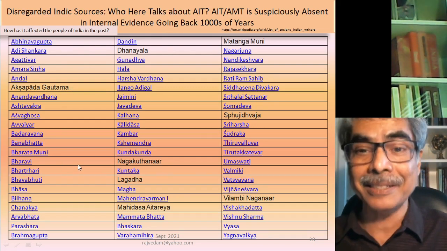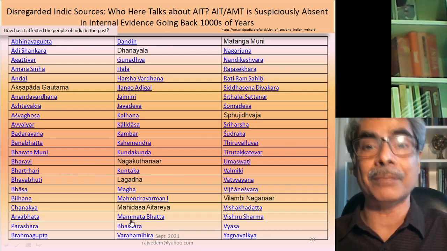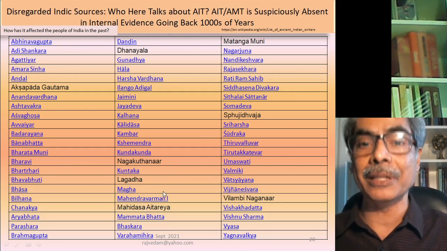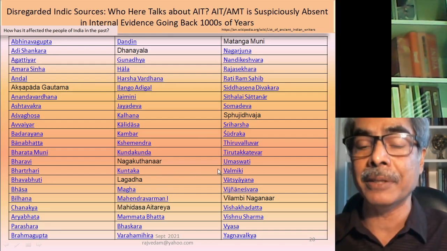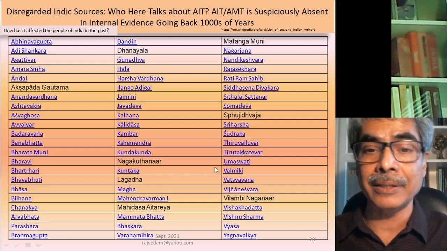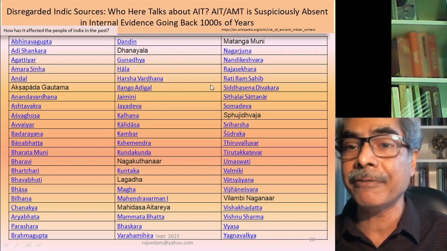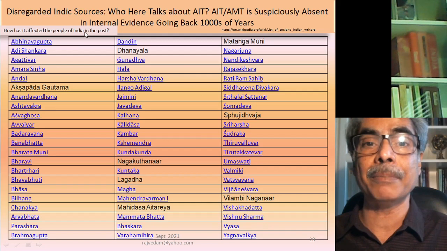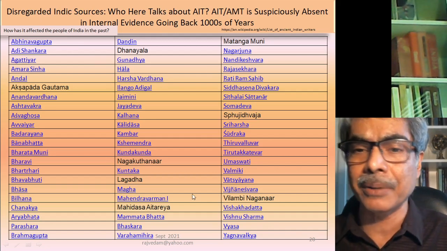So it is exceedingly surprising that all of this internal evidence is brushed aside as soon as linguists and colonialists of the last 200 years come with the spiel of the Aryan invasion theory. So this is the absurd situation that we face, where we disregard all of the internal evidence in favor of the Western narrator. So how has it affected the people of India in the past? Not at all. There is zero evidence.